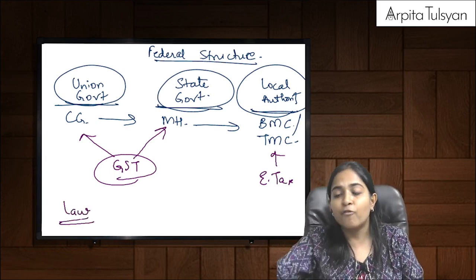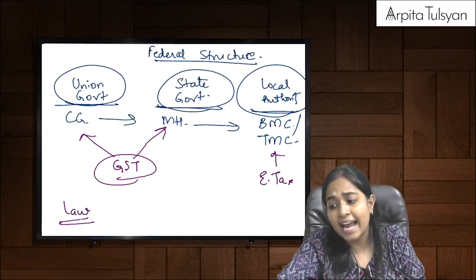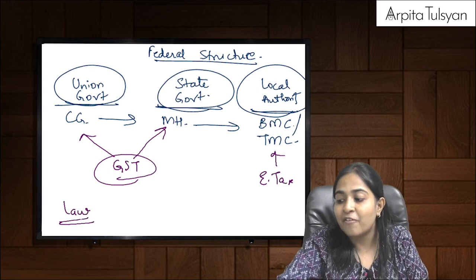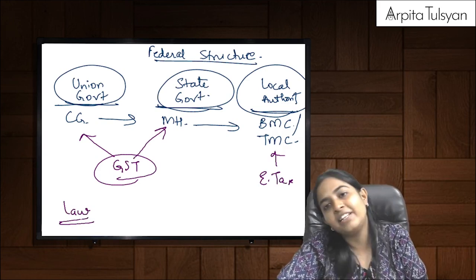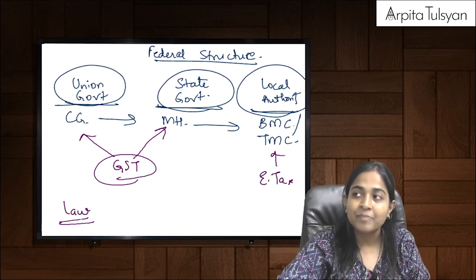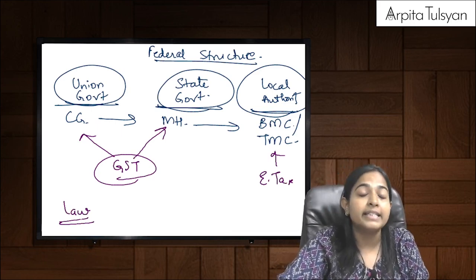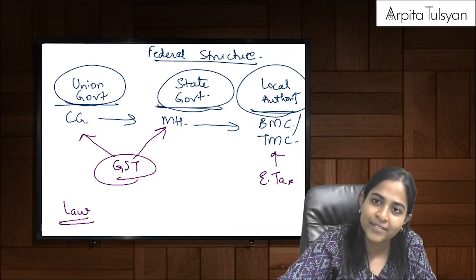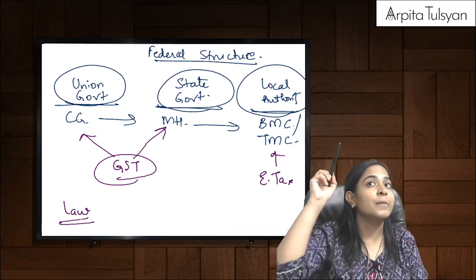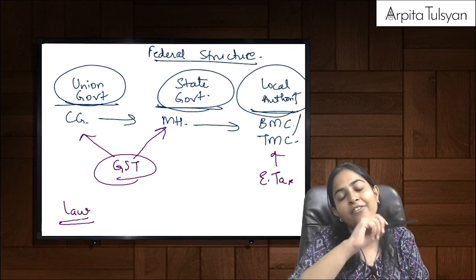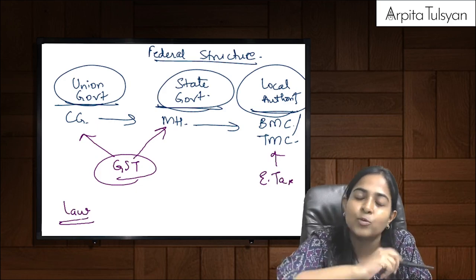Example, if I want to levy CGST, is there any act for it? Yes, we have the CGST Act 2017. If I want to levy SGST, do I have any act for it? Yes, I have the SGST Act 2017. If I want to levy UTGST, do I have any act for it? Yes, I have the UTGST Act 2017. If I want to impose compensation cess, do I have an act for it? Yes, I have the GST Compensation Cess Act 2017.